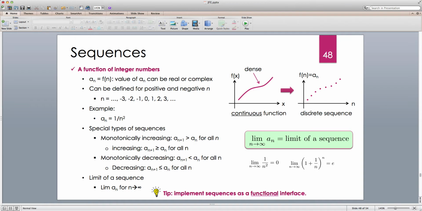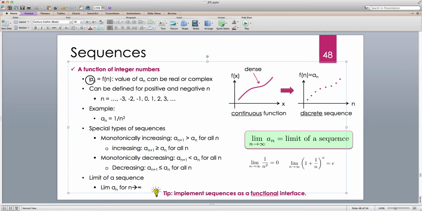But when you look at the discretization of this function over only the integer numbers, you see only dots. So this plot is not dense. It's discrete points along the integer numbers. This is called a sequence of integer numbers, and it could very well span from negative numbers to positive numbers. And we typically don't write sequences with f of n.